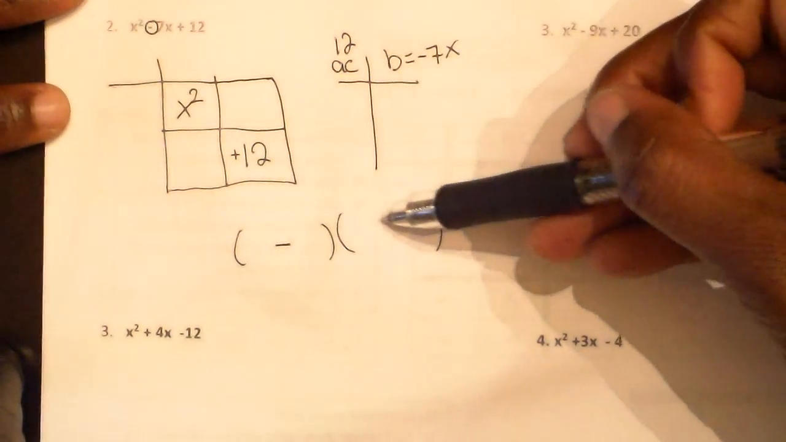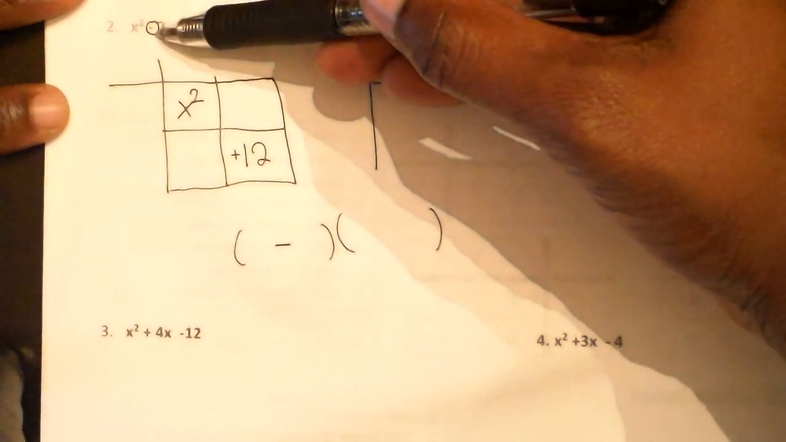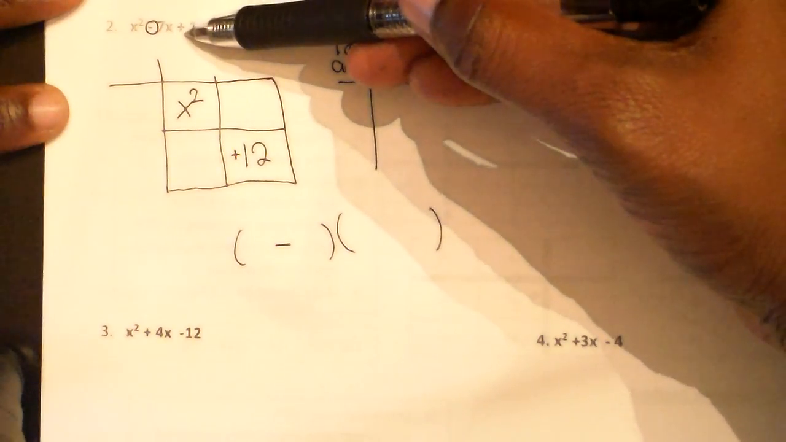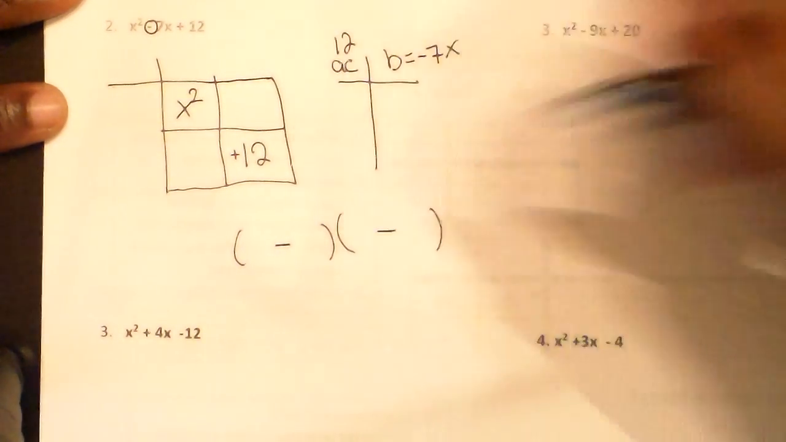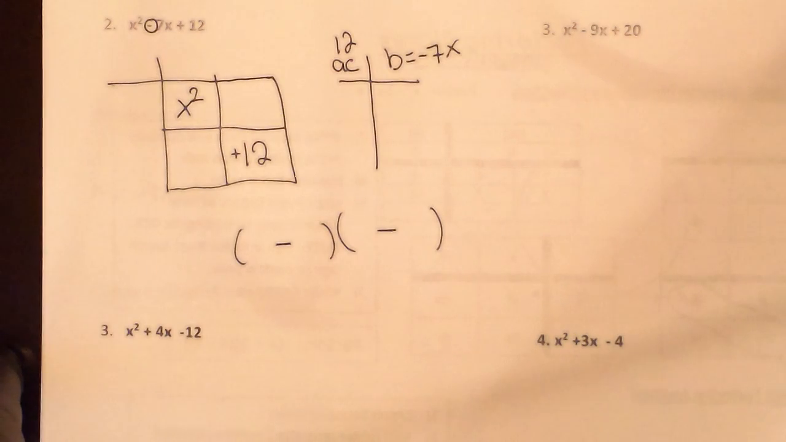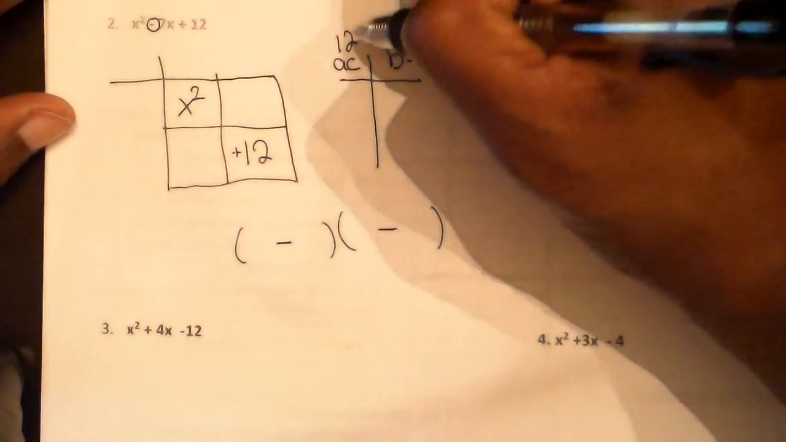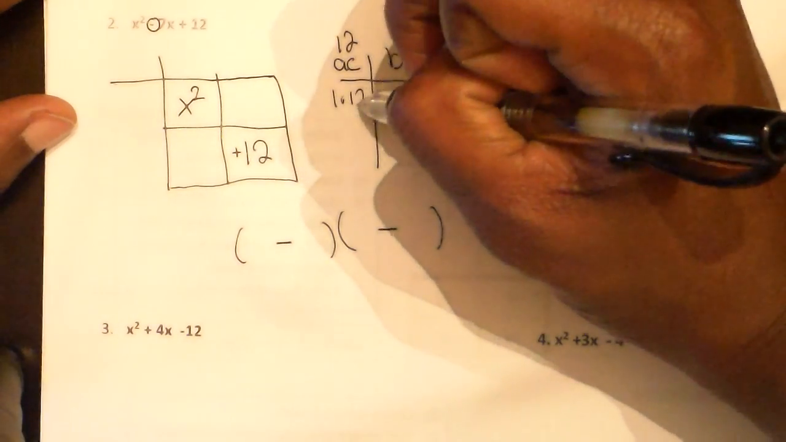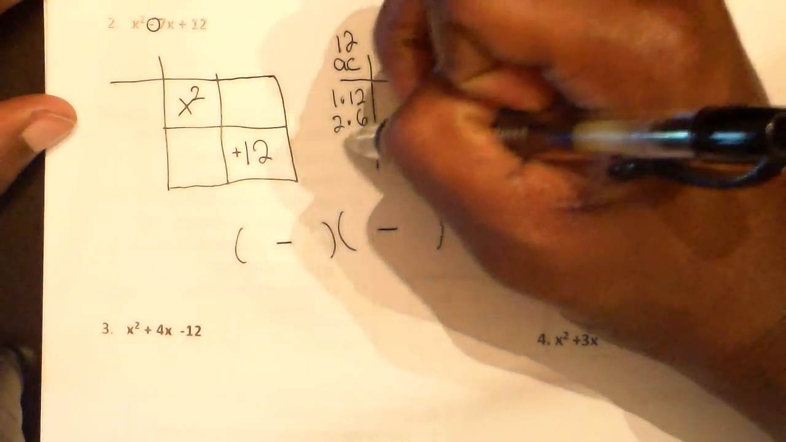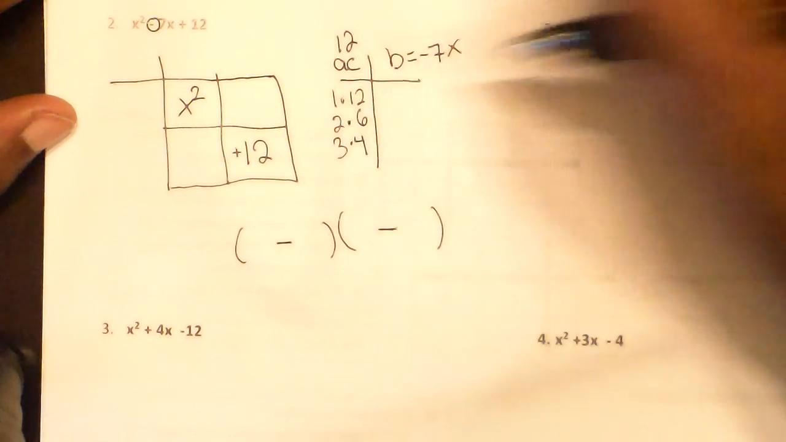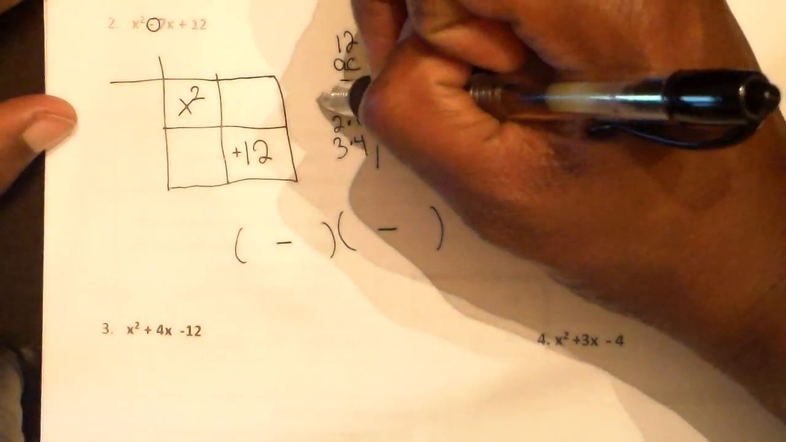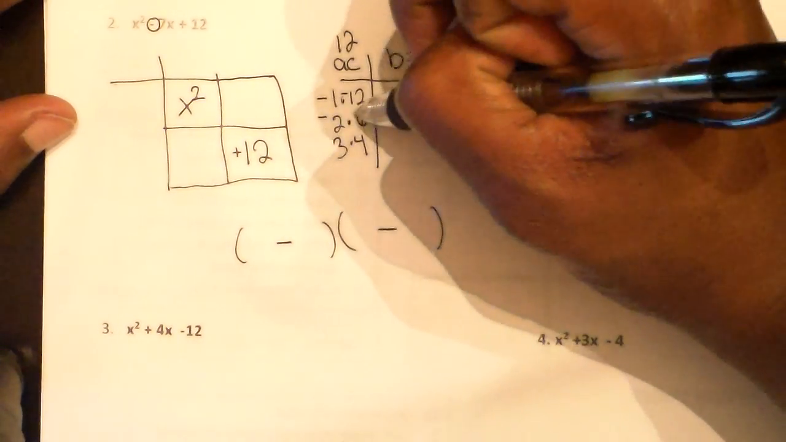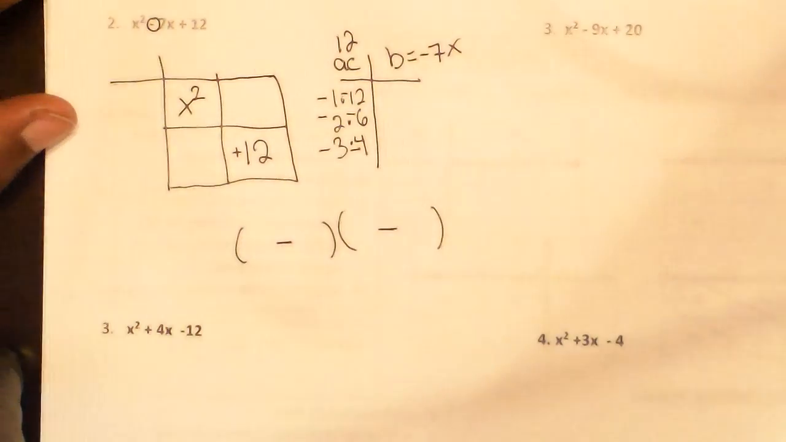Then to get the sign in the second parentheses, a negative times a positive is what? A negative. So that tells us both of our factors in the parentheses are going to be negative. Got that? Okay, now let's break down the 12. 1 times 12, 2 times 6, 3 times 4. Remember, they're both negative.